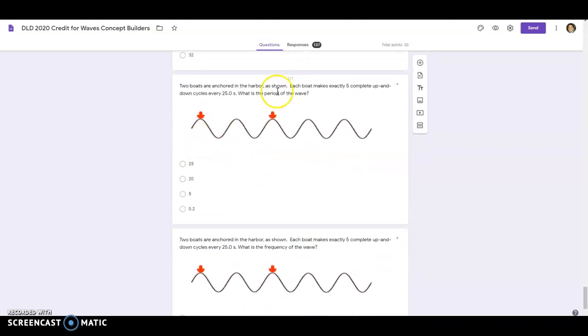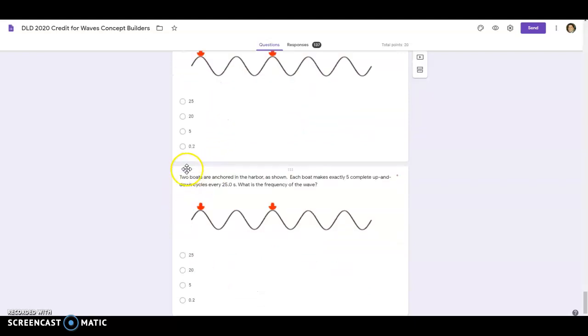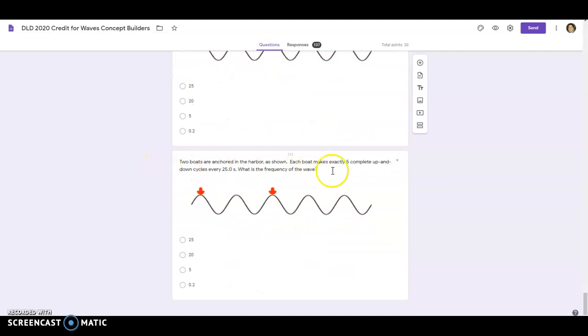Again, same idea. 5 complete cycles, 25 seconds. 25 seconds divided by 5. The period that you get is 5 seconds total. And then finally, for the 5 complete up and down cycles, what's the frequency? That period is going to be 5 seconds. Then that frequency is going to be 0.2, or 1/5.